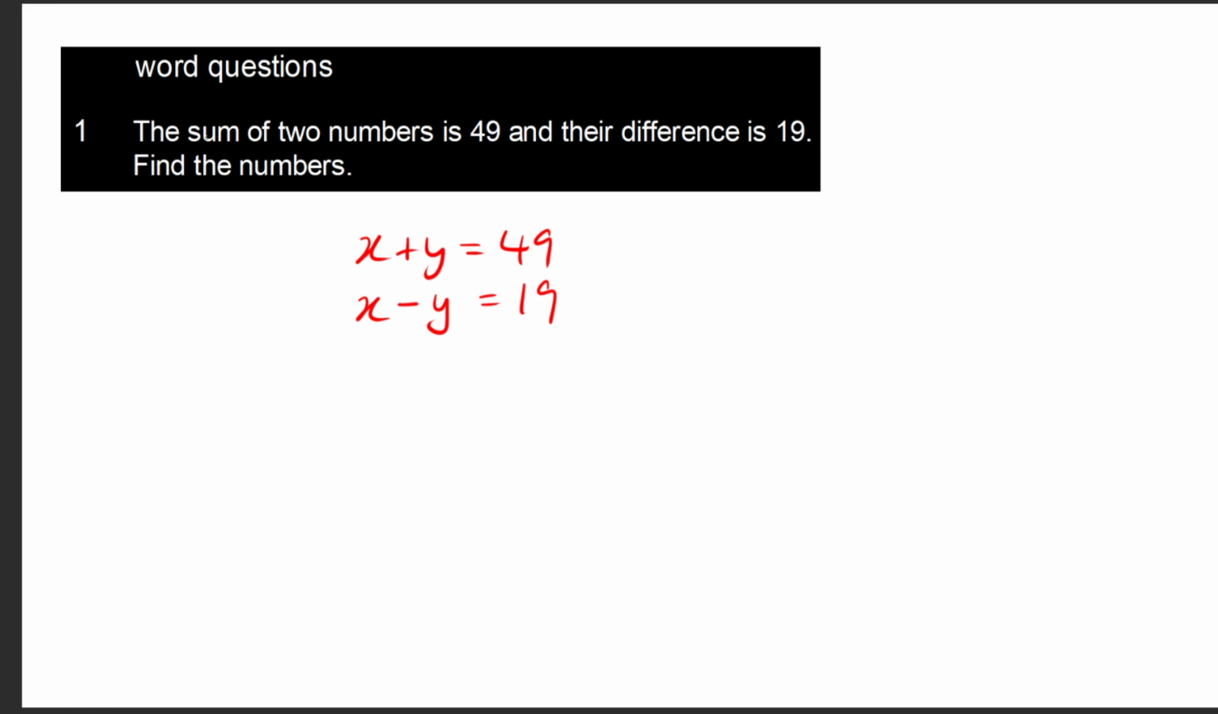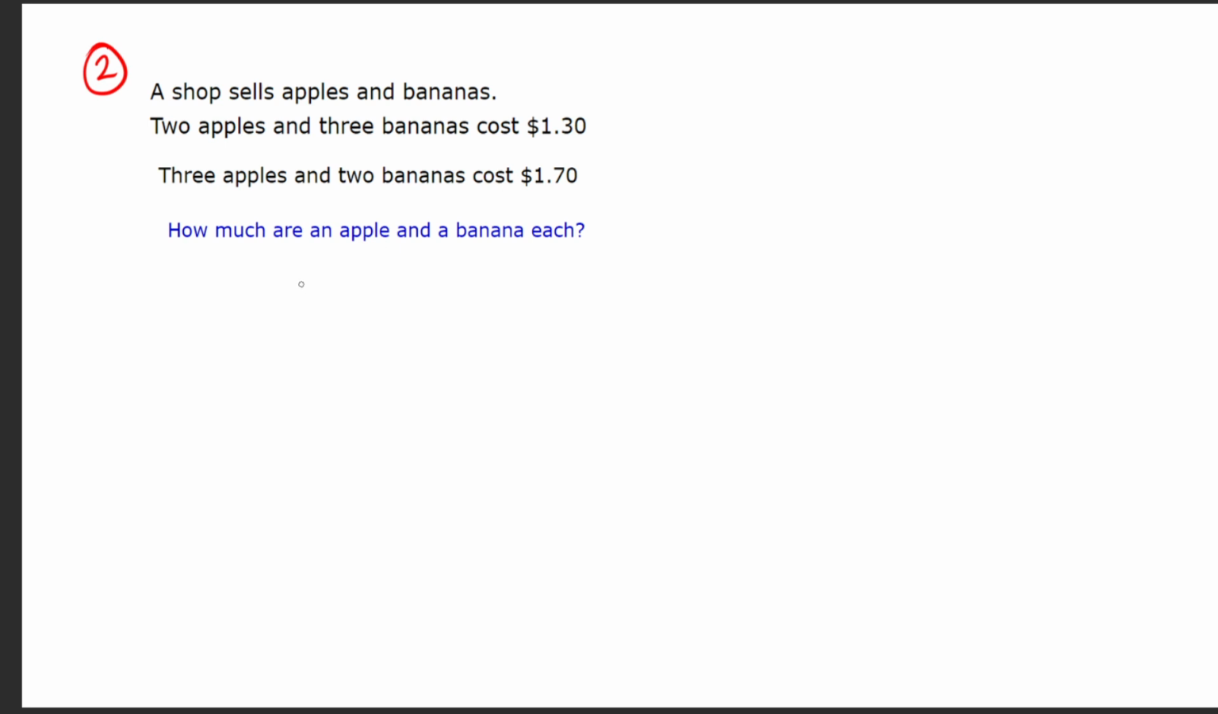So I've used the two bits of information in the question to write down two equations, and then you have to use your skills of solving simultaneous equations to find the answer. Now in this case, probably what I would do is add the two equations together because the y and minus y will cancel. And we'll get 2x equals 68. X is then, we know, 34. And then use one of the equations, the top one probably, to see that y has to be 15. Okay. Right, let's do another one.